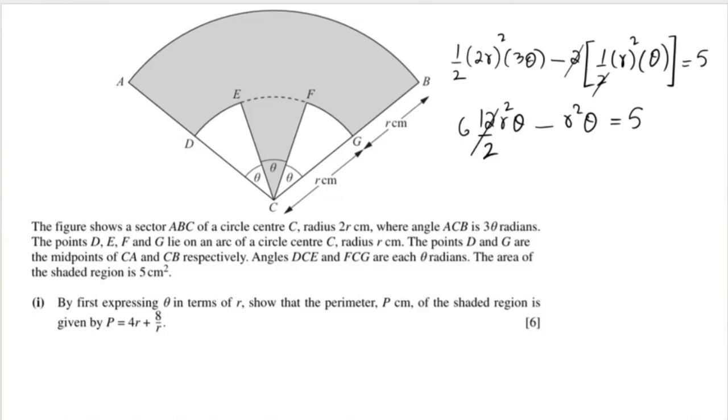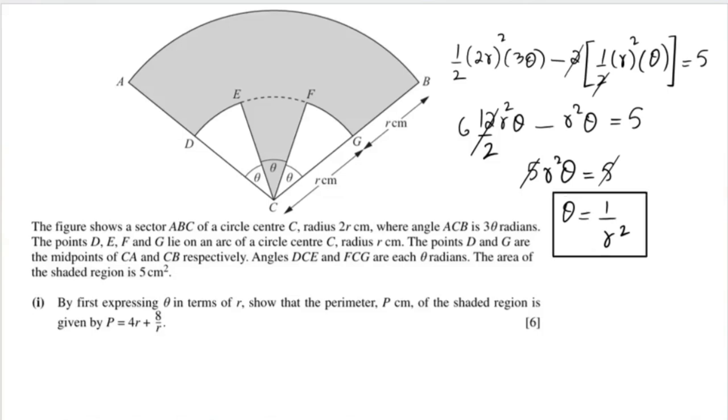So this is again 6. So 5 r squared theta equals 5. I need theta in terms of r, so let's divide both sides by 5. The 5 goes away. So theta is going to be 1 divided by r squared. Let's box it, right? First I needed theta in terms of r, so this is what I've got.